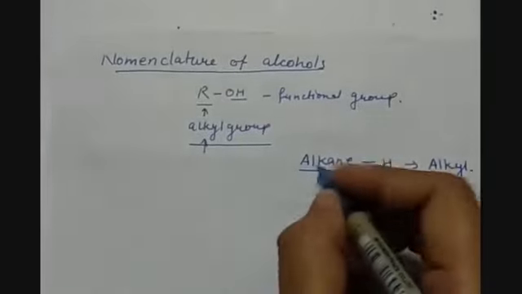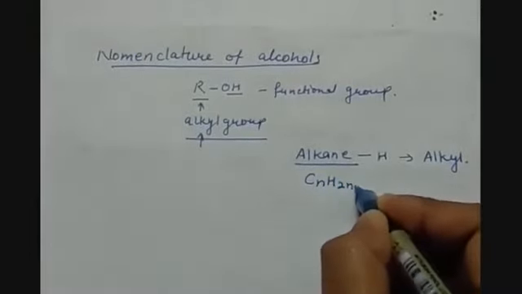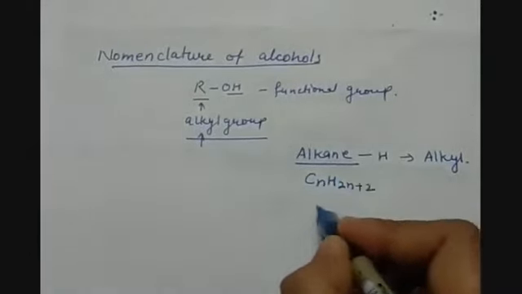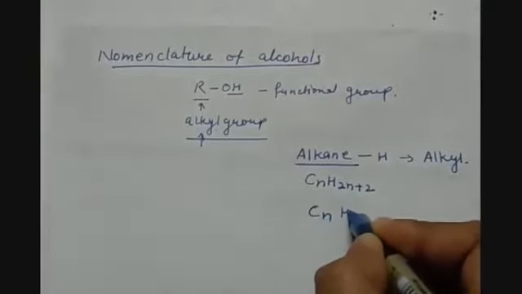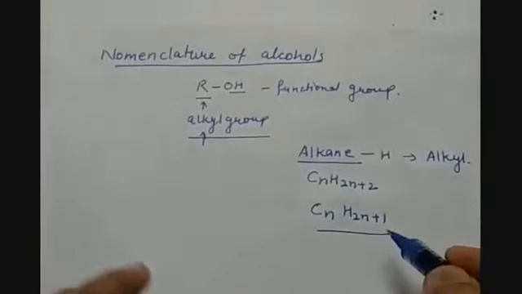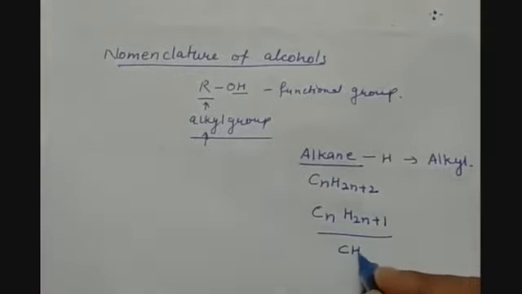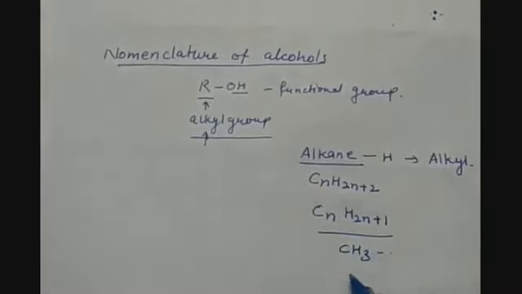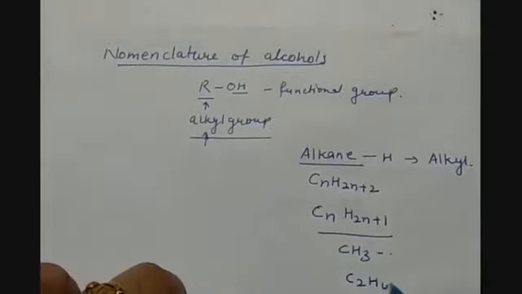For alkanes we have the general formula CnH2n plus 2. For alkyl groups we have the general formula CnH2n plus 1. So if we have CH3, it is methyl, then C2H5 is ethyl, and so on.